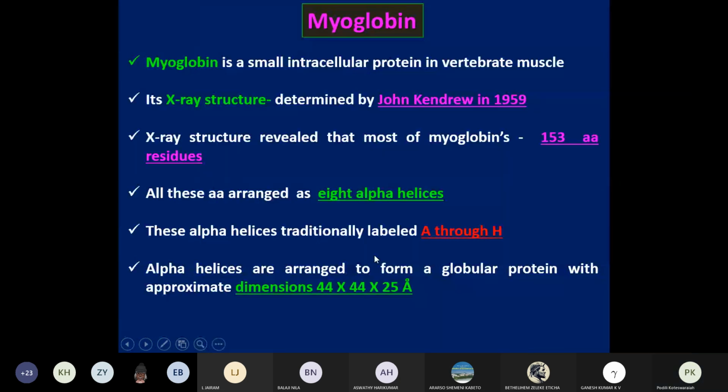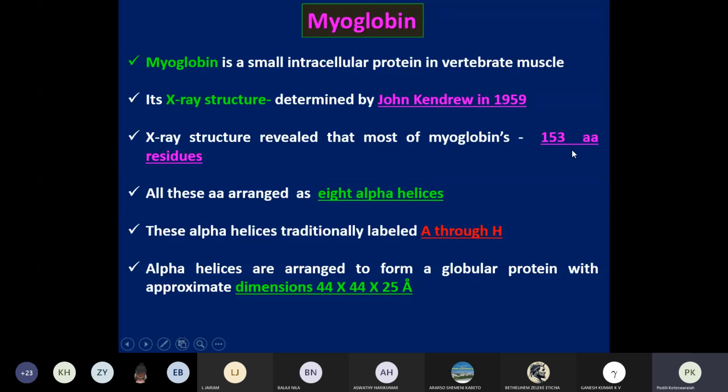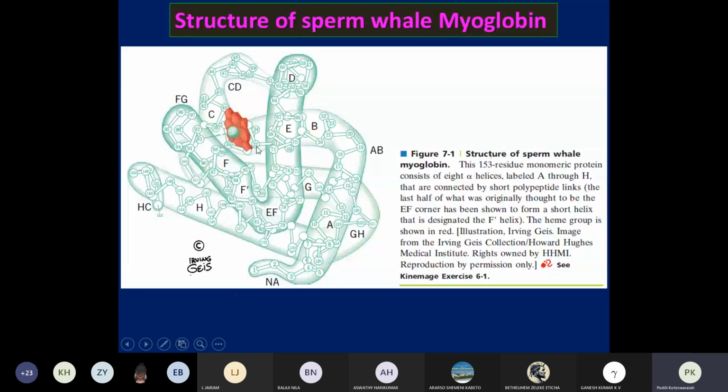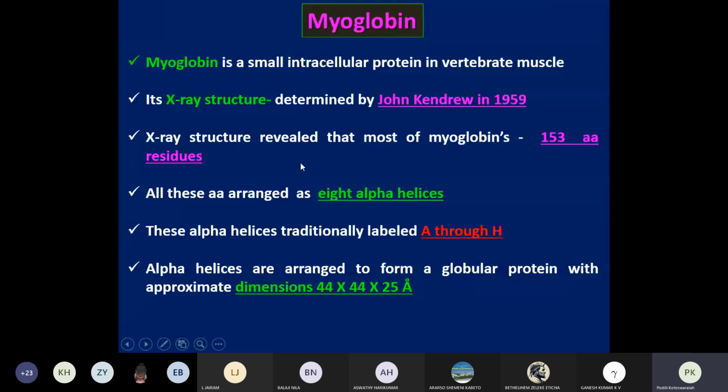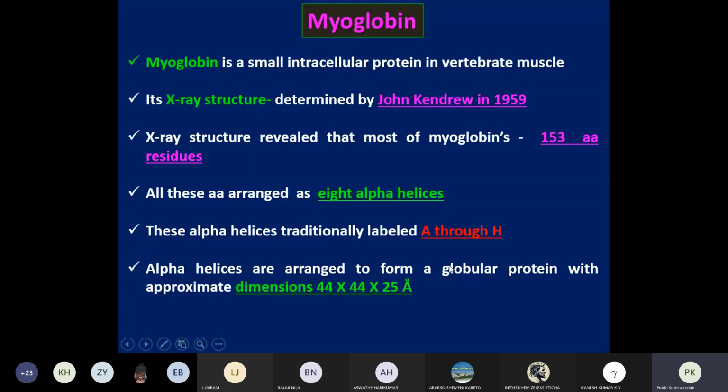Coming to its structure, here the sperm whale myoglobin is given. It has 153 amino acid residues. You can see here all these amino acid residues are arranged as 8 alpha helices, and all these alpha helices are labeled with letters A to H. You can see here this is the A helix, then this is the B, and so on, A to H.